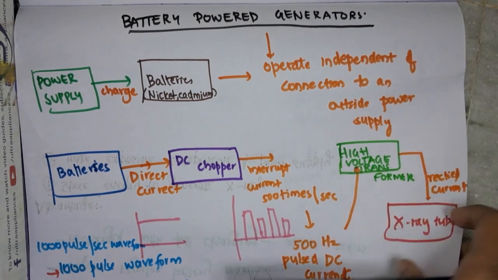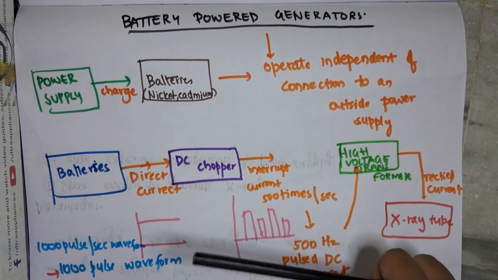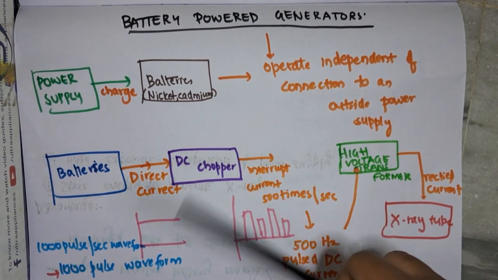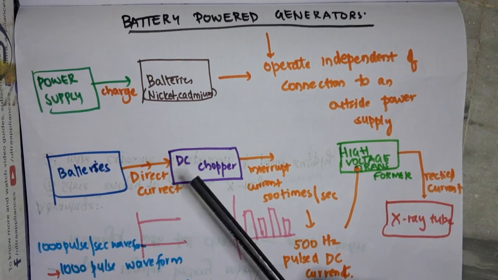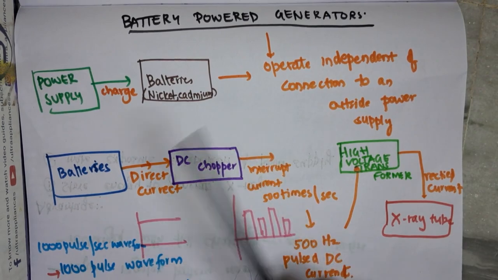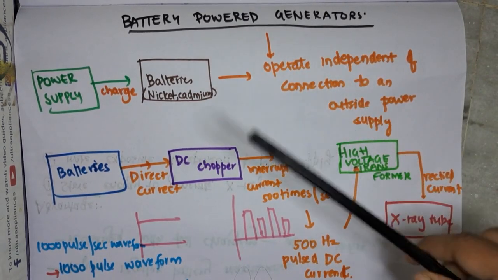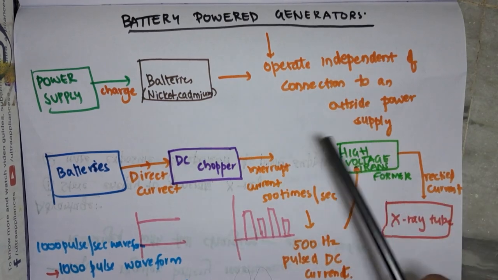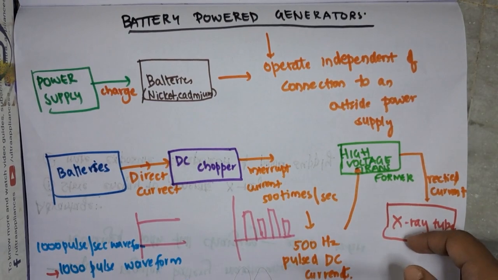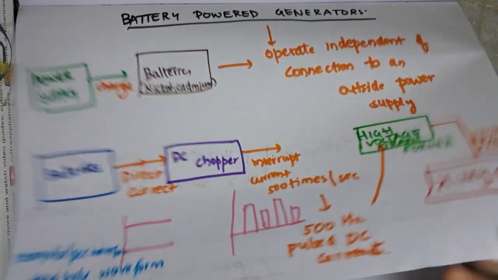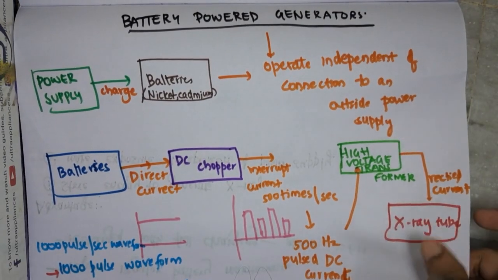Even if we want to decrease the ripple factor, one main problem is that we can add some extra circuits to the batteries to decrease the ripple factor, but that will make the equipment heavier, so it's difficult to carry from one place to another. As a result, it is better to use it in this way.